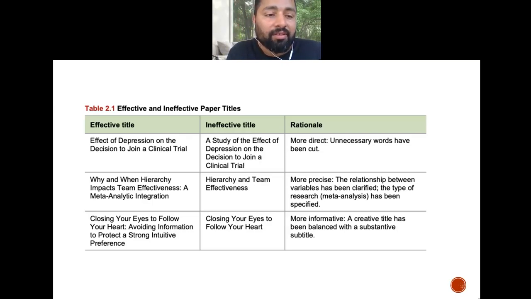And the last one they discussed is "Closing your eyes to follow your heart: Avoiding information to protect a strong individual preference." "Closing your eyes to follow your heart" alone is vague, and the first one is more informative. A creative title has been balanced with a substantiated subtitle. Here, two titles are used: "Closing your eyes to follow your heart," and the subtitle is "Avoiding information to protect a strong individual preference." A title and a subtitle, that combined effect is good. So we can use a title and subtitle to substantiate more. This title provides more insights to the readers.